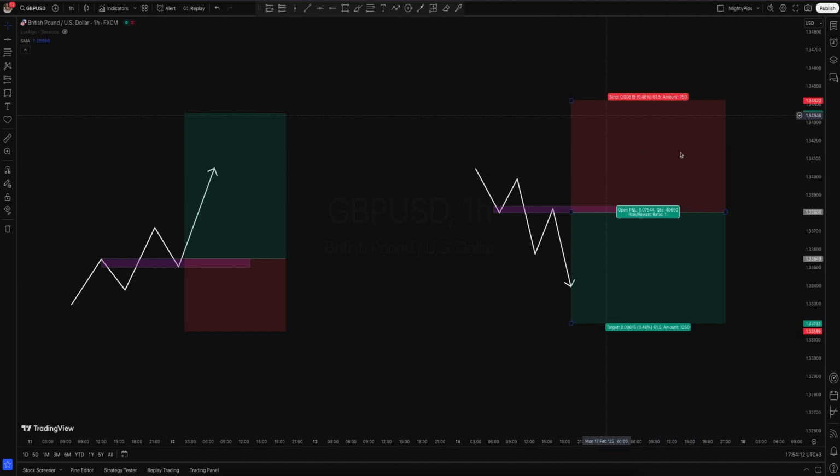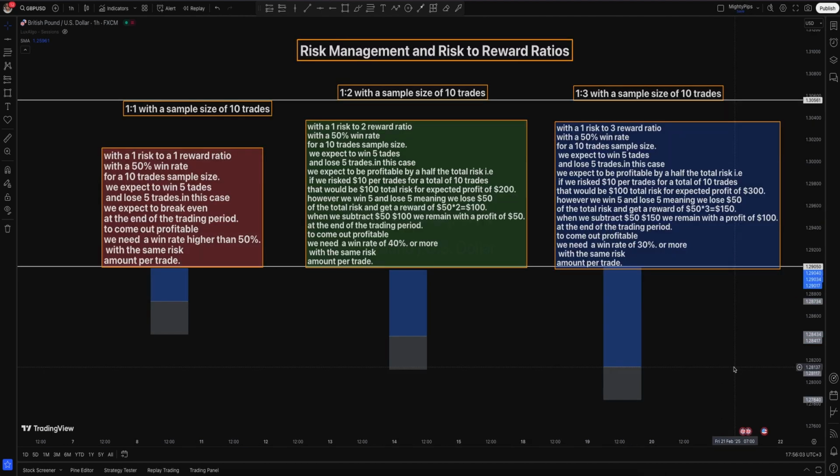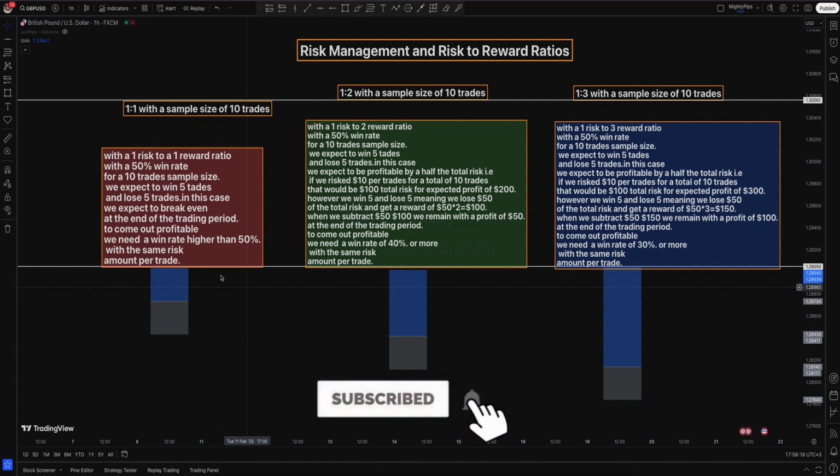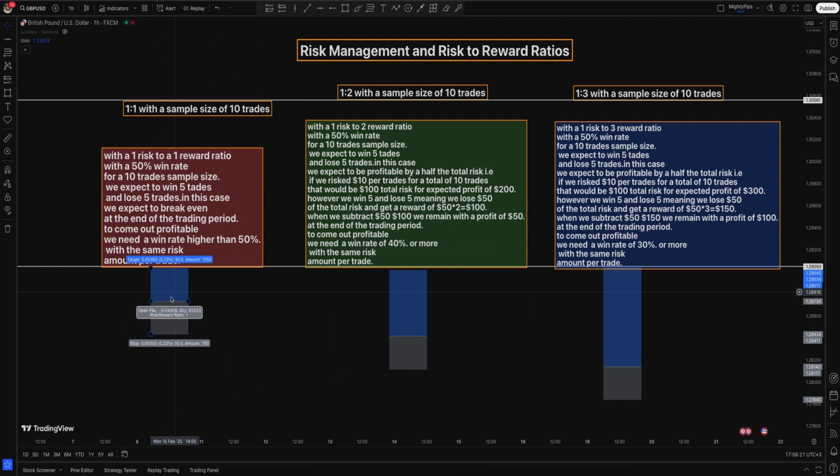The stop loss is on top and the take profit is at the bottom. All right, so you can see here now, this is a risk management and risk to reward ratios explanation. Now, let's start from the left here, all right? A 1-to-1 risk to reward ratio, as I've showed you on the other tool. This is the same tool I've shown you here, okay?